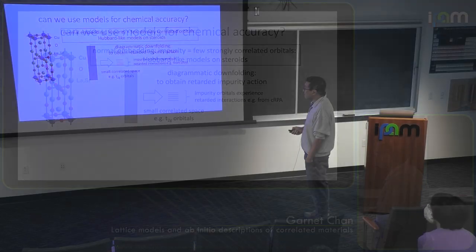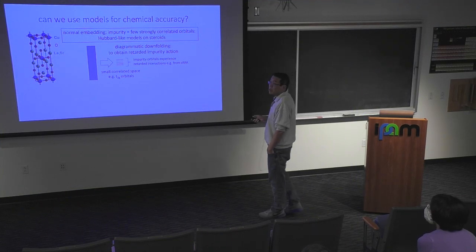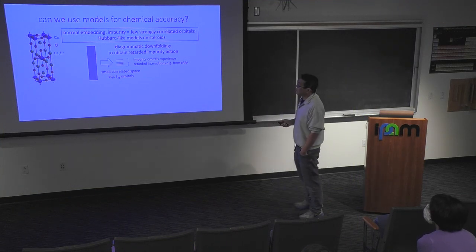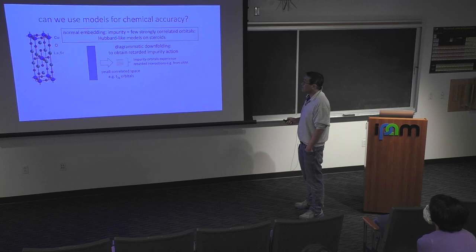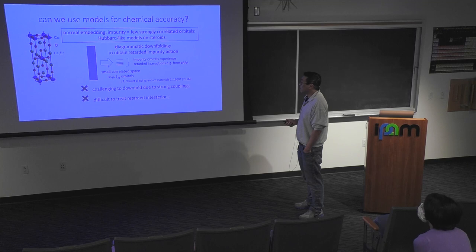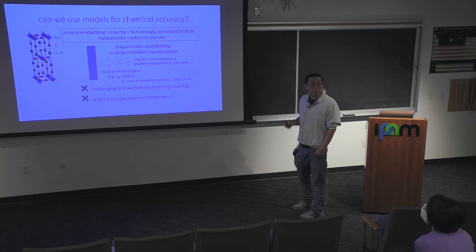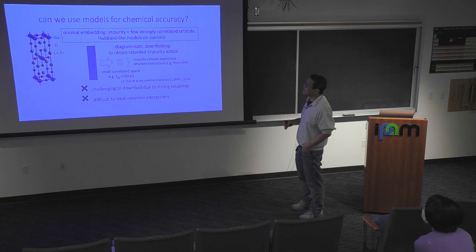So I say this is actually much more common. This is the way in which most people are developing things. But I would just argue that maybe this is not the right way, because it's very challenging to downfold everything to a very small number of degrees of freedom while retaining all the accuracy that you want. So if you want to study qualitative physics, well, okay, you can throw away some stuff. But if you want to retain quantitative chemical accuracy, I think this is very hard.